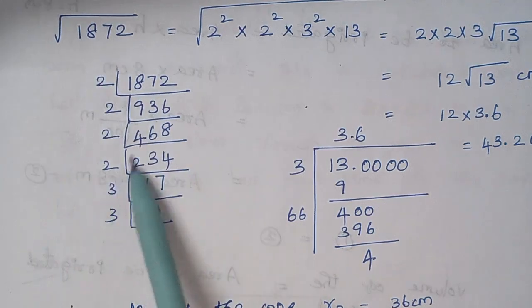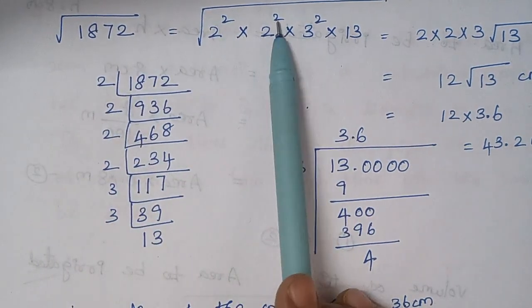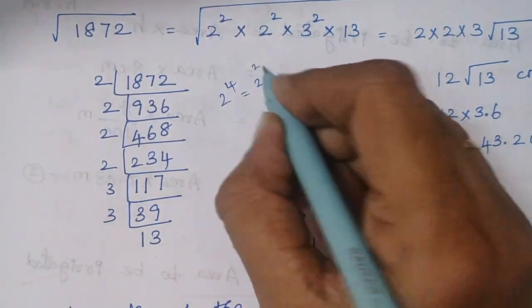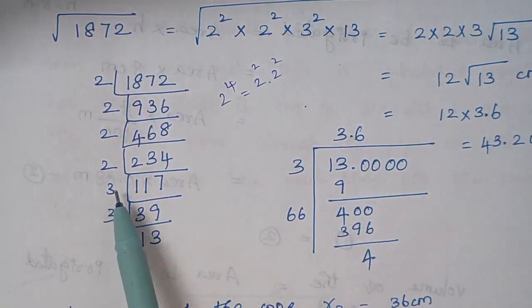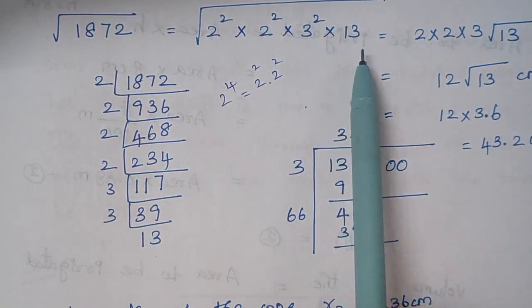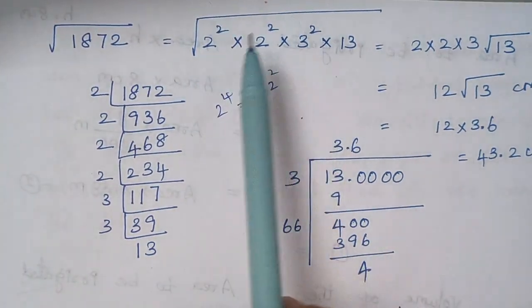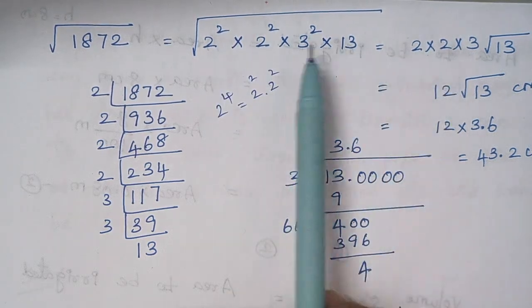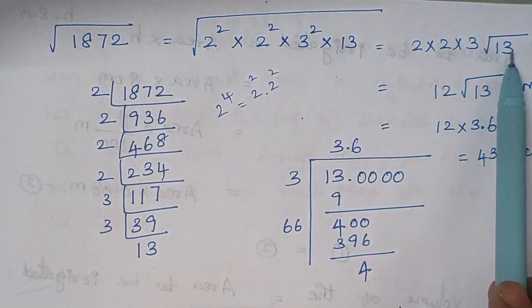So now these terms can be written as, you see, 1, 2, 3, 4. I am having 4 2's, which can be written as 2 square into 2 square. Right. That is 2 to the power 4 can be written as 2 square into 2 square. And again, I have 3 terms, so 3 square into 13. Now, when you take the square root, this 2 square becomes 2, again this 2 square becomes 2, and this 3 square becomes 3, and square root of 13.